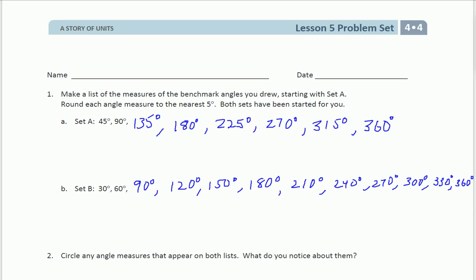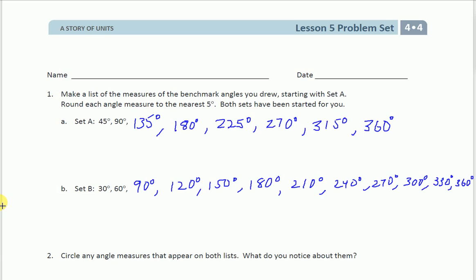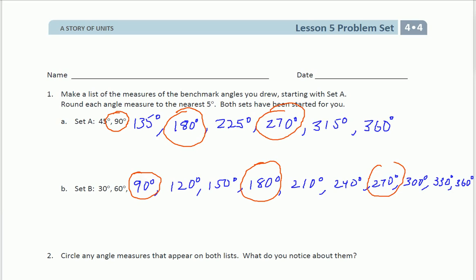And number 2 says to circle any angle measurements that appear on both lists. What do you notice about them? Okay, well, let's circle any that are on both lists. Well, we have 90s on both lists, so let's circle those. 180s are on both lists. Circle that one. What else is on both lists? 270 is on both lists. And then 360 is on both lists.